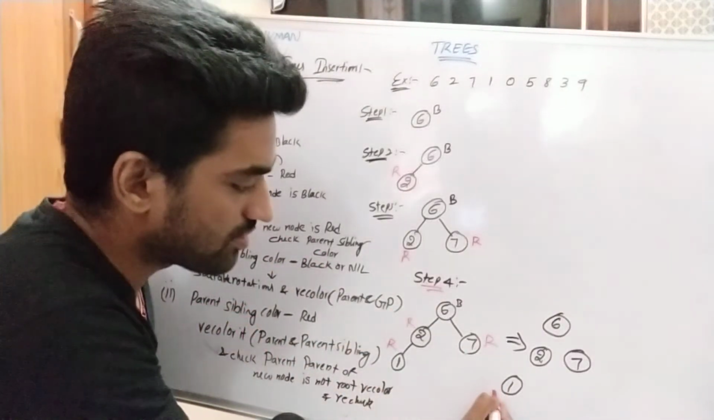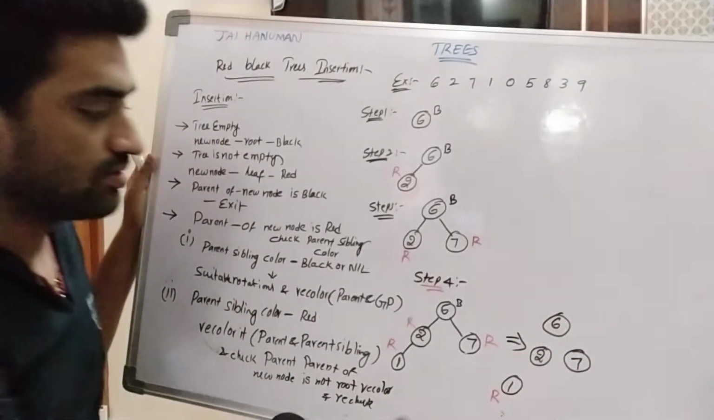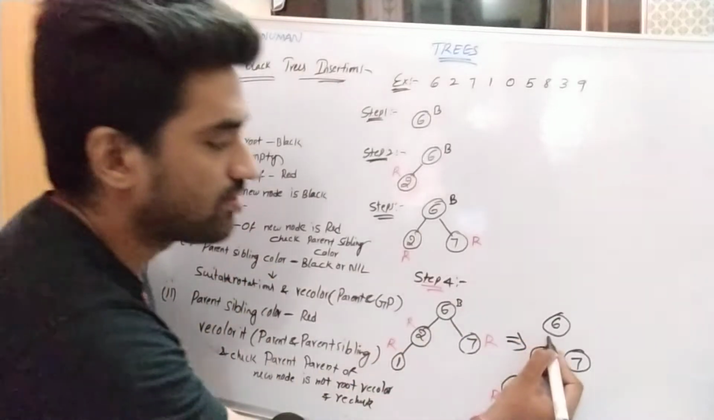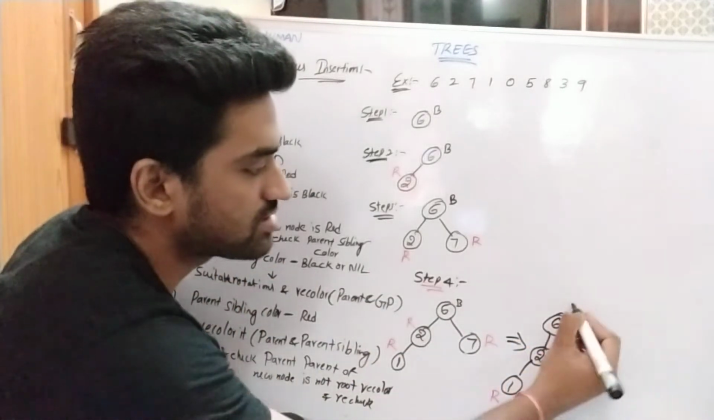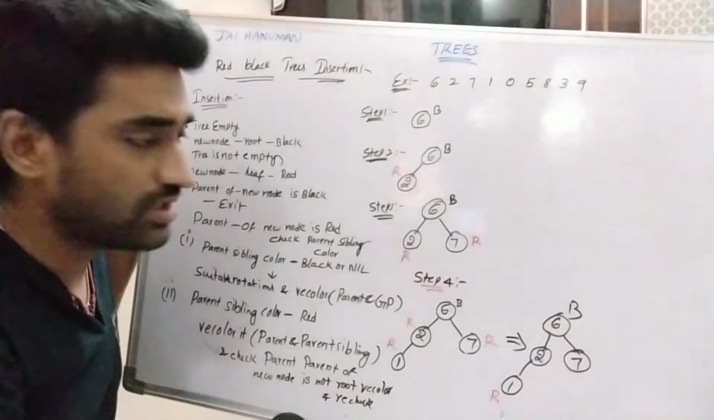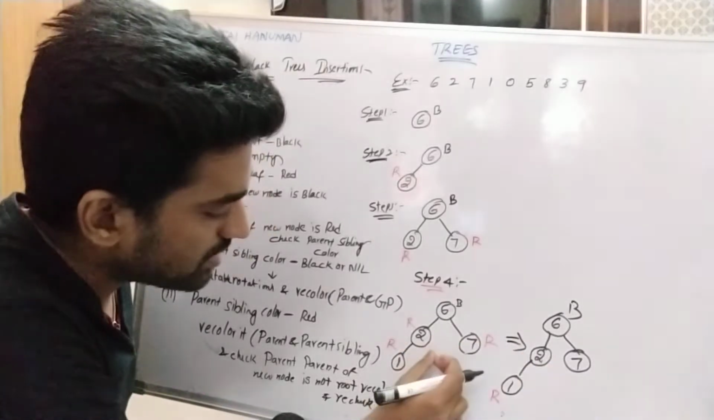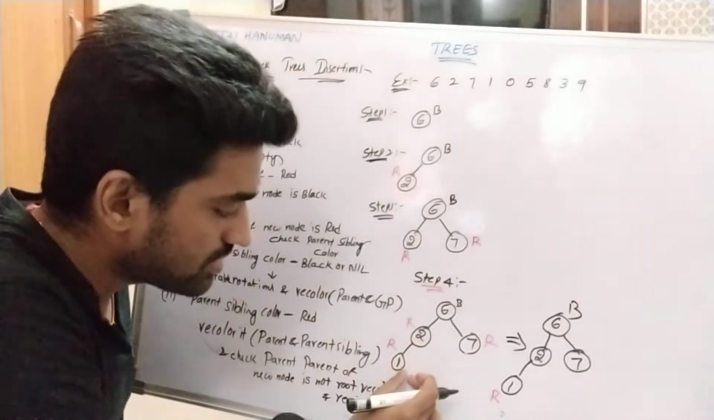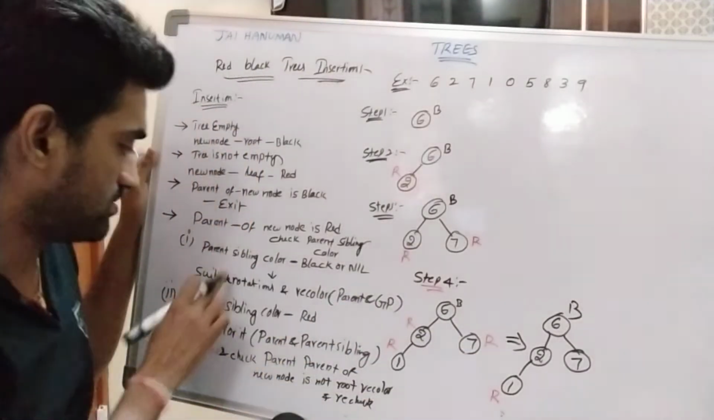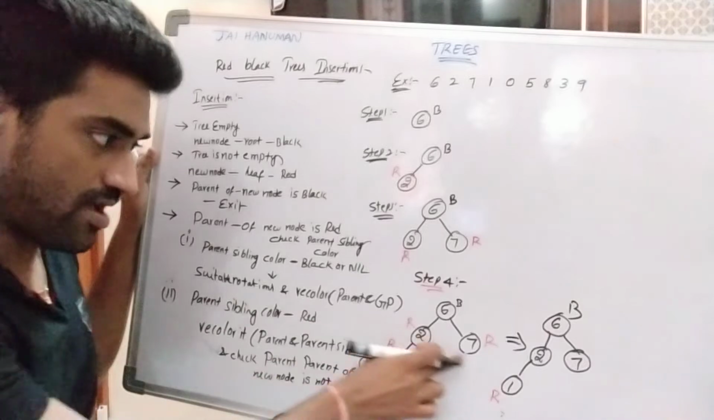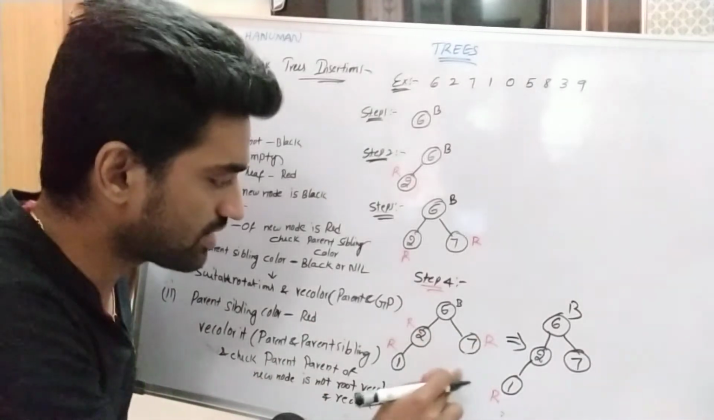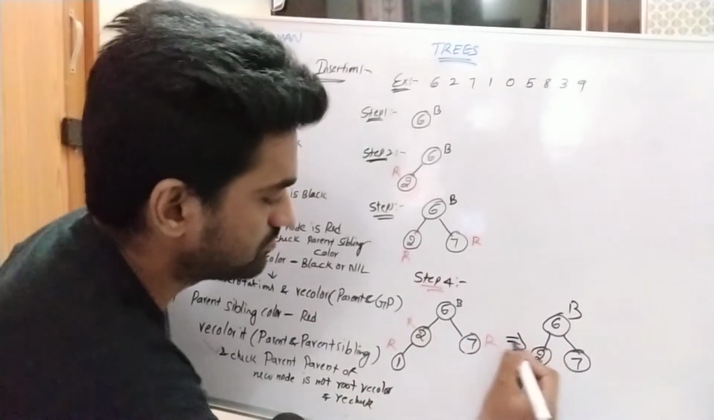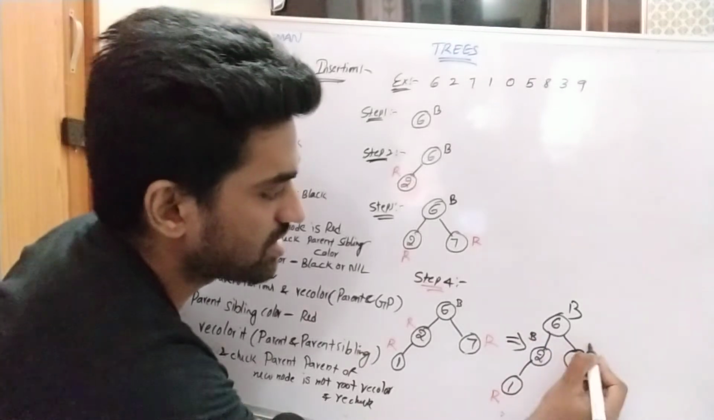So this is red. And I am taking root is always black, right? So here we are recoloring the parent and parent sibling. Why? Because here the parent sibling color is red. So that's why we are recoloring these two nodes. Now this becomes black, this becomes black.